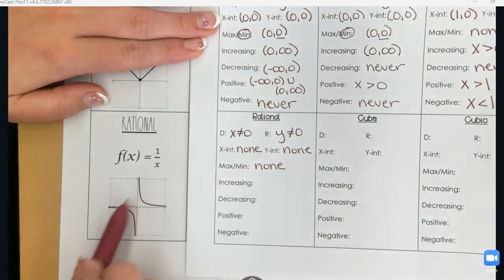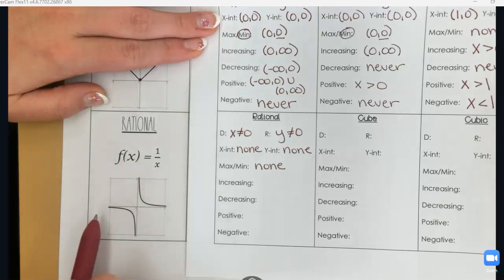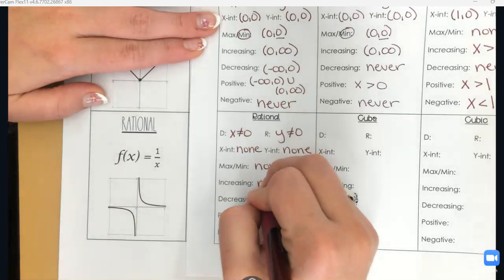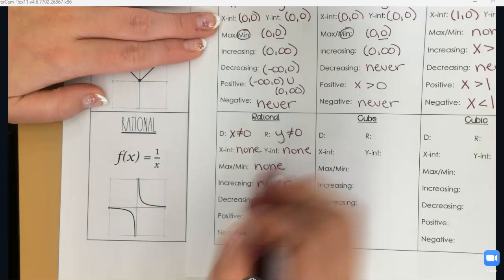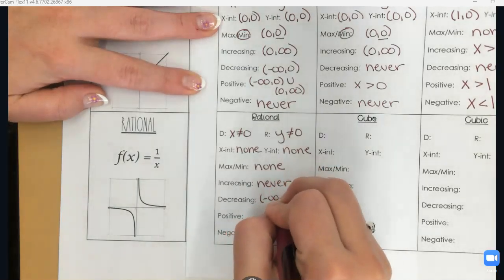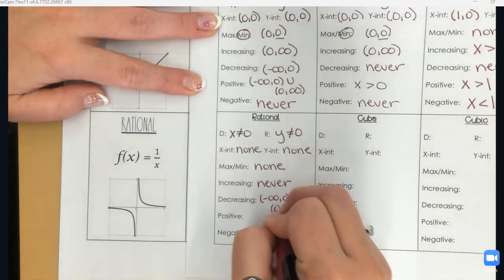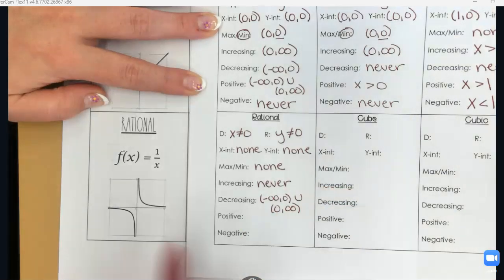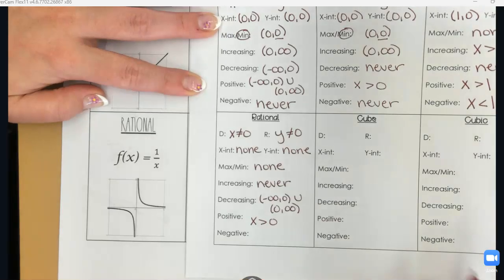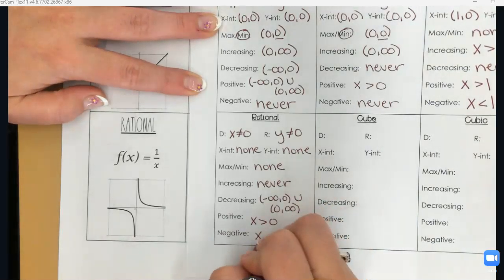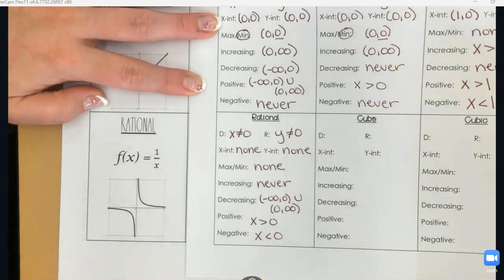And if I look at both portions of my graph, the one in the third quadrant and in the first quadrant, those are both walking downhill. So it is never increasing, but it's going to be decreasing over both of those intervals, from negative infinity to 0, and then again from 0 to positive infinity. It's positive over here in this first quadrant when our x values are greater than 0, and it's negative down here in our third quadrant when the x values are less than 0.